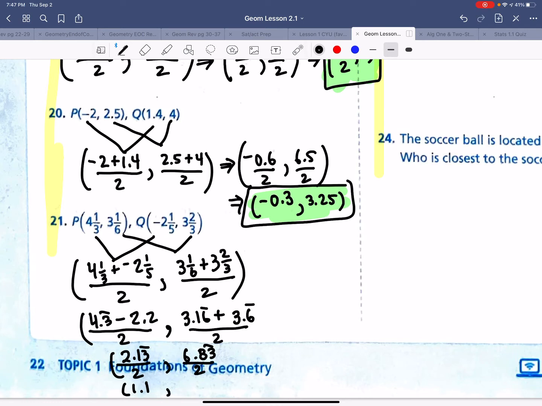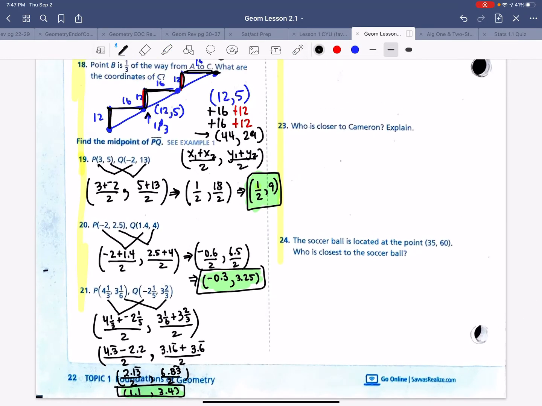I do have a calculator off to the side here, and we get... I'm just going to round that to 4. So this would provide an approximate coordinate, even though we're dealing with fractions. Okay?